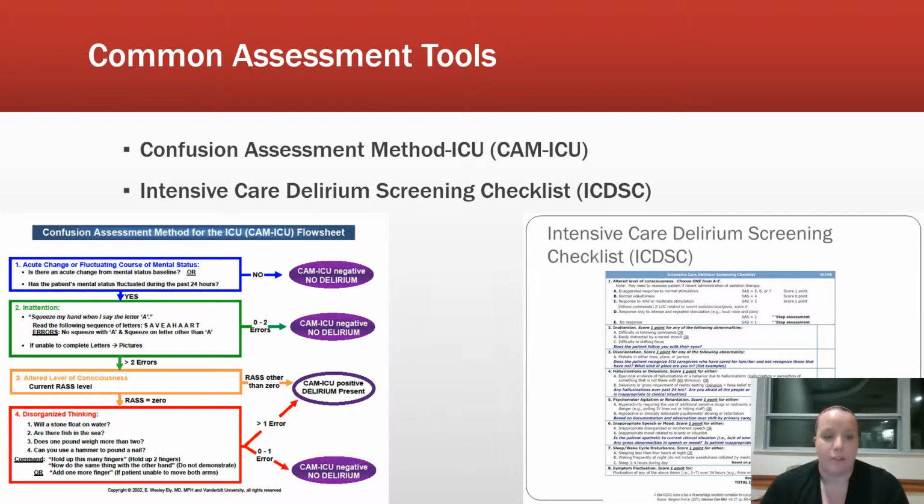The next thing, if they have more than 2 errors, then you continue on and you see what their RASS score is, their sedation and agitation score. And if that's more than 0, or less than 0 even, like if they're more sedated or if they're more agitated, then they're going to be positive. If their RASS is 0, then you continue on to the next step.